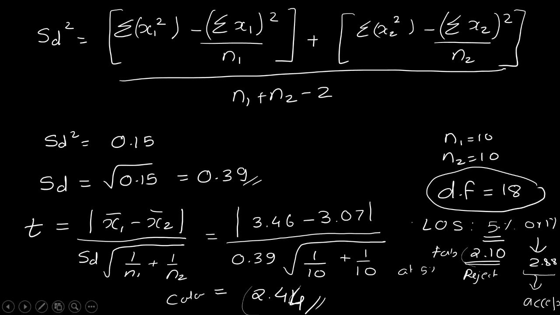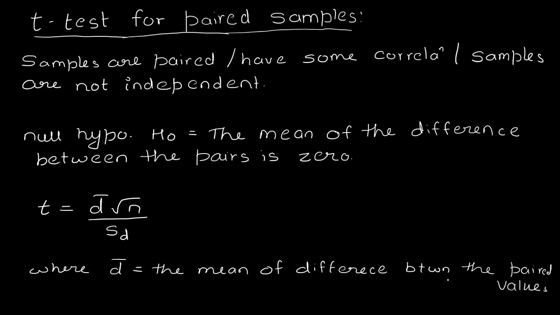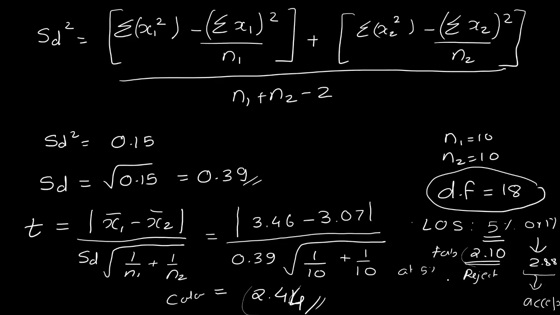Either you can take the one which has been mentioned in the question, or you can choose any one of your choice for this level of significance tests. So this is how we compare the means of two independent small samples.